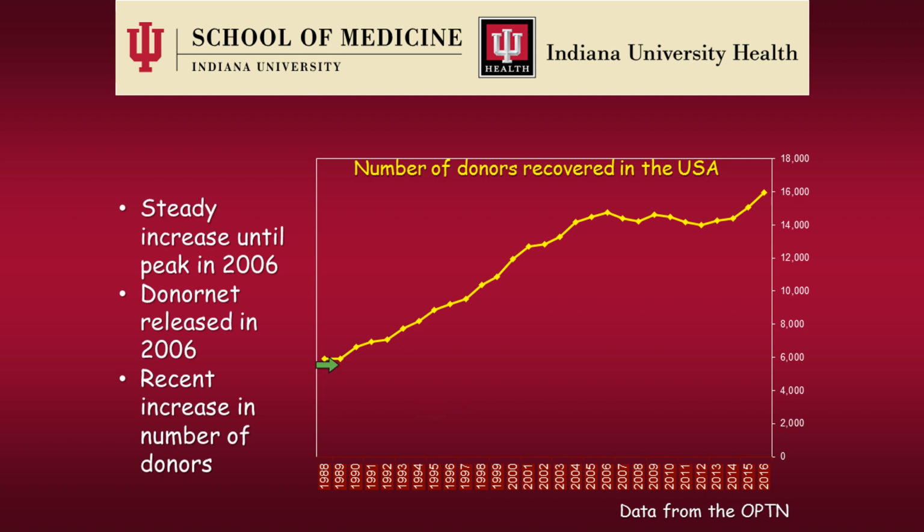So you can see this is the number of donors that were recovered in the U.S. And again, you see the steep incline in the number of donors. Somewhere around 2006, we plateaued. I don't know if it's a coincidence, but 2006 is also when DonorNet was introduced. And then we're very proud of this, but in the last year, our numbers have increased again, and last year was a record year for organ donation.